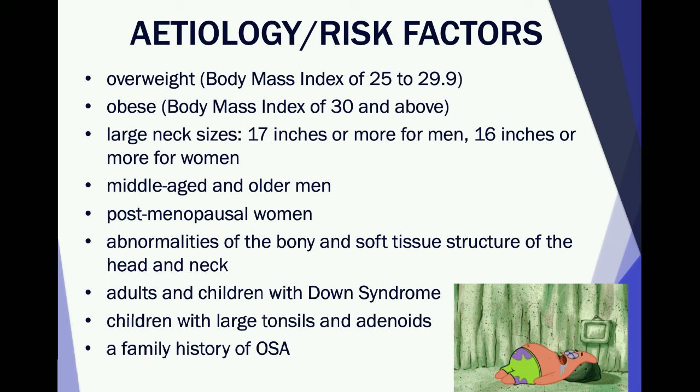Sometimes they may have abnormalities of the bony and soft tissue structure of the head and neck, so anything really that can narrow that oropharynx. It's common as well in adults or children with Down syndrome, and children with large tonsils, which means there's something else blocking it. When their tongue relaxes back, there was already an obstructed airway and now that's further obstructed. And then there's a family history of obstructive sleep apnea as well.